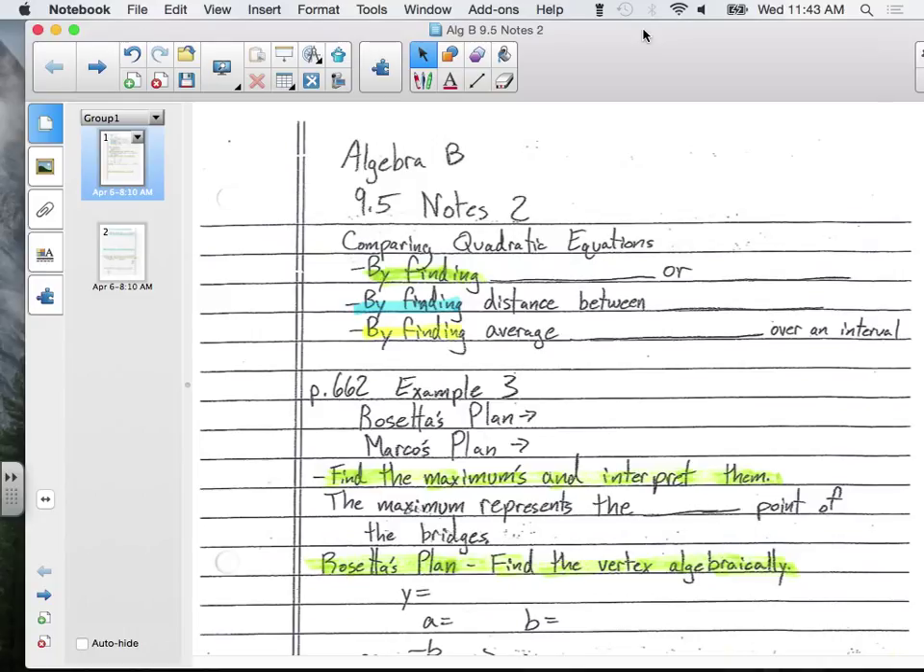Everyone have a copy of the notes? Everyone have their book open, Sharpie? There you go.